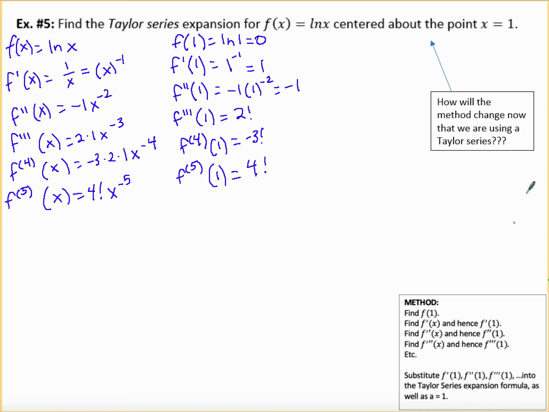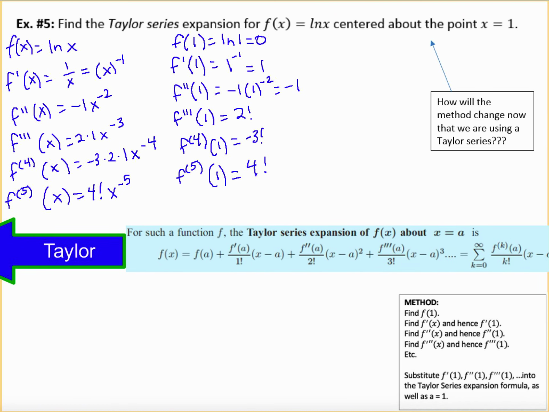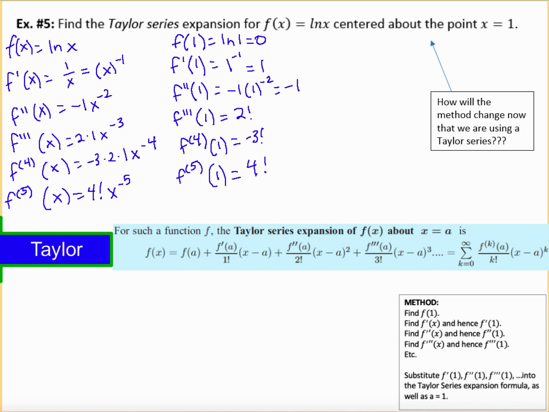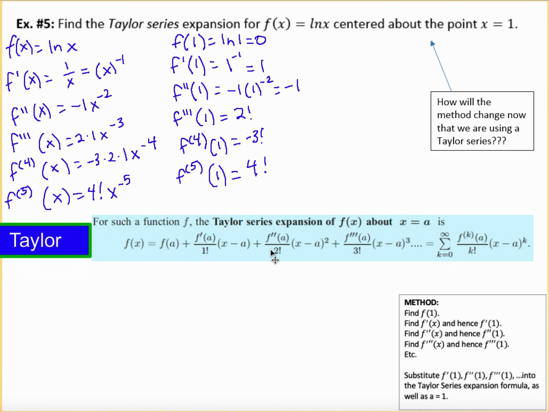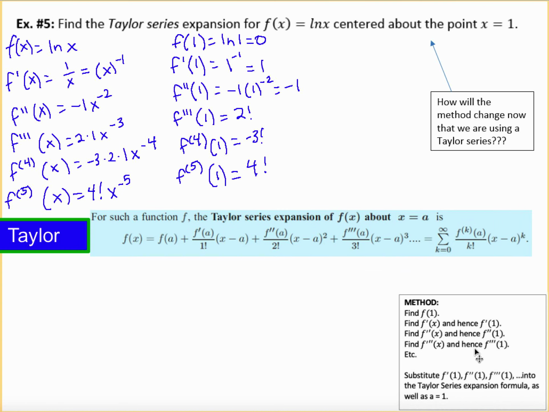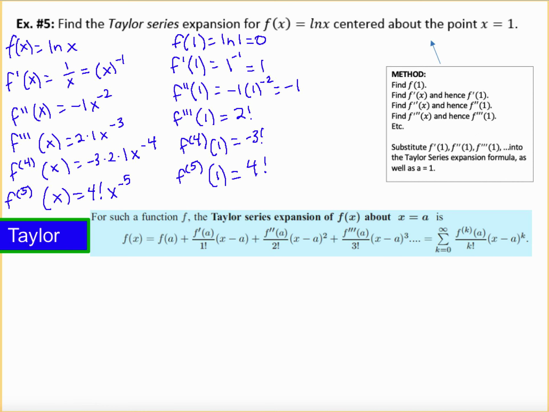So this is a Taylor series, not a Maclaurin series. So don't use the Maclaurin series expansion. Let's use the Taylor series expansion. So that's this guy right here, just in case. So bring this back up. Here we go. Here's our method. So I've got f of x is equal to f of a. So remember, our a value is 1, so we're going to use f of 1. That's 0.